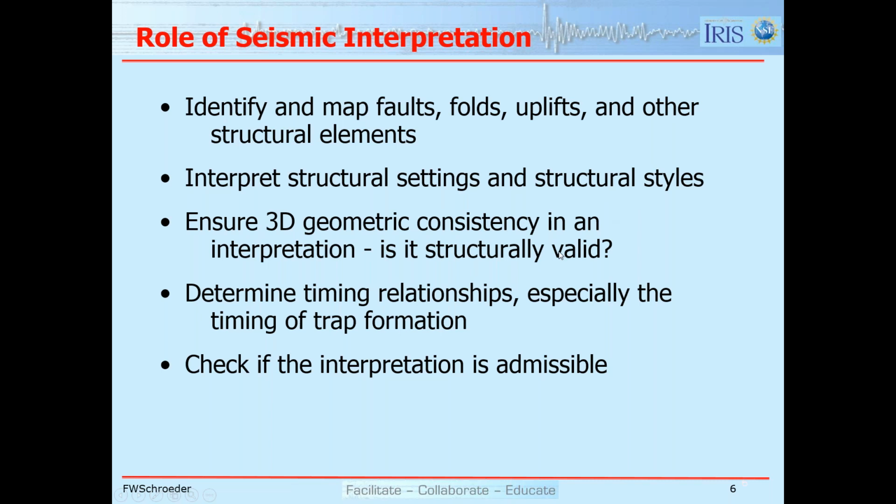We want to ensure that the 3D geometric relationships that we're mapping are consistent, that the structural interpretation is valid. We may need to determine the timing of relationships, especially when did the trap form relative to when hydrocarbons were being generated and migrating. And we want to check if the interpretation is admissible. Does it make sense if we undeform the basin and look at its history.